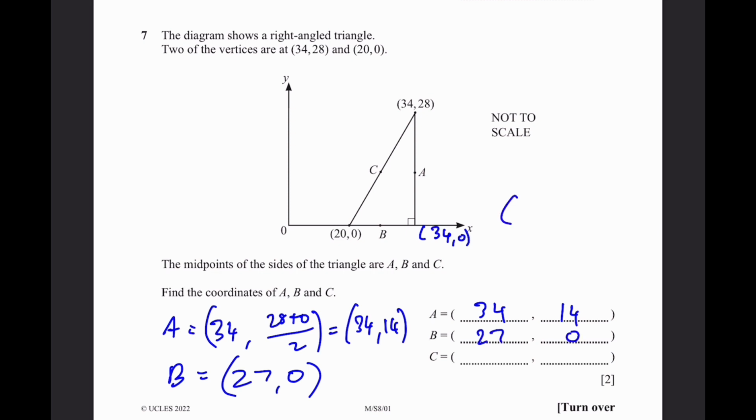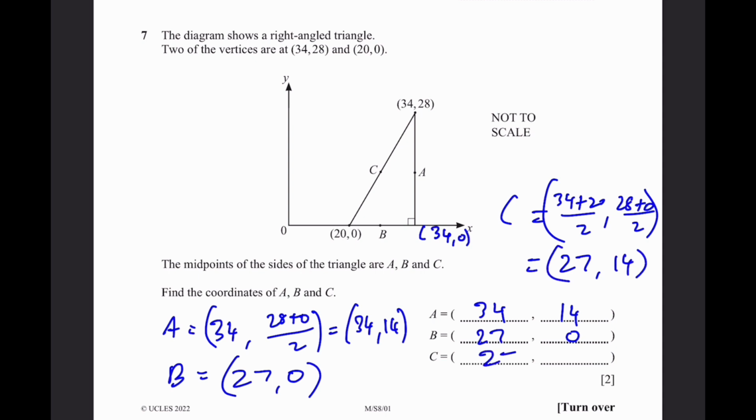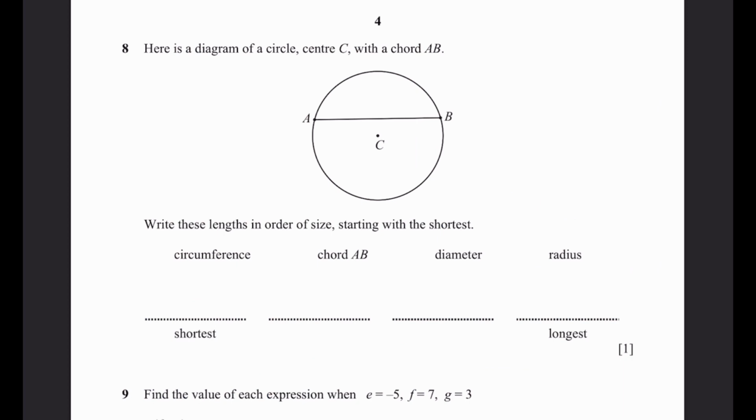And now C will be using the same method. This time, the x and y values are also different, so 34 plus 20 by 2, 28 plus 0 by 2, which is equal to 27, 14. That's the answer.